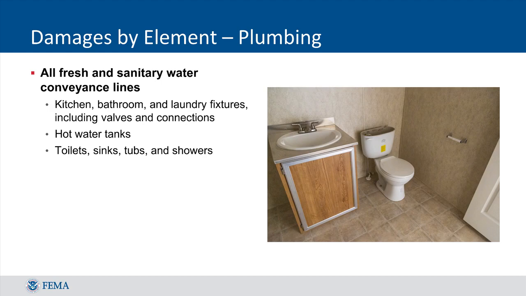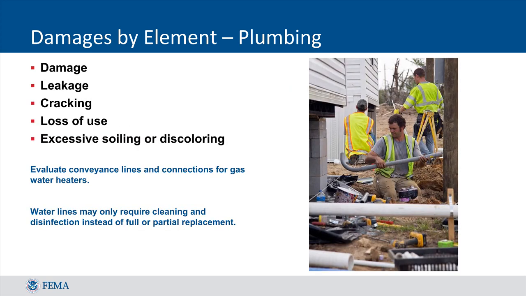Plumbing includes all fresh and sanitary water conveyance lines, as well as a number of permanent features of the home that use water, such as toilets, sinks, bathtubs, and showers. Damage to water lines can often be identified if there are apparent leaks or disconnected pipes that may indicate that there is an issue. Check locations where there are valves and connections that may have been damaged. In many cases, you should also consider that water lines may only require cleaning or disinfection, not full-scale replacement. If this is the case, the damage percentage for this element will likely be far lower than if parts have to be replaced.